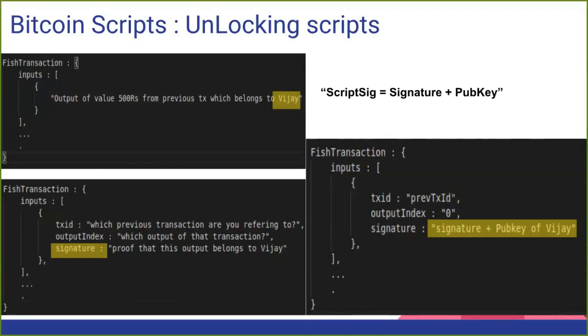Similarly, when Vijay is giving the signature, he also has to provide the public key with the signature. Then only he can say that this signature belongs to me. So the whole script sig consists of two parts: one is the signature, his digital signature, and his public key.